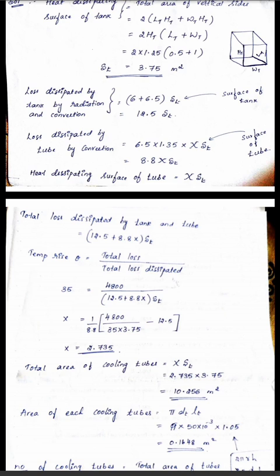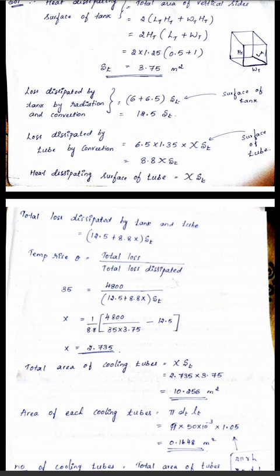Similarly, in the tube, the heat dissipation takes place only by convection, because the tube consists of liquids, so the value is 6.5. Why 1.35? When you use cooling tubes, 35% extra heat dissipation can be achieved compared with the tank. So it is 6.5 into 35% extra, 100 plus 35, 135, that means 1.35, into surface of tube. Surface of tube is unknown now, so it is x into ST.